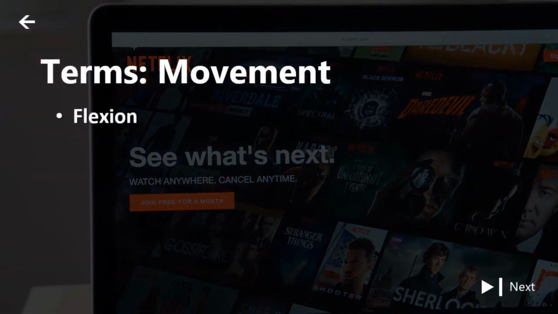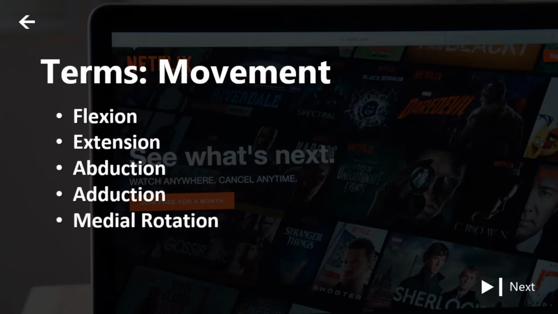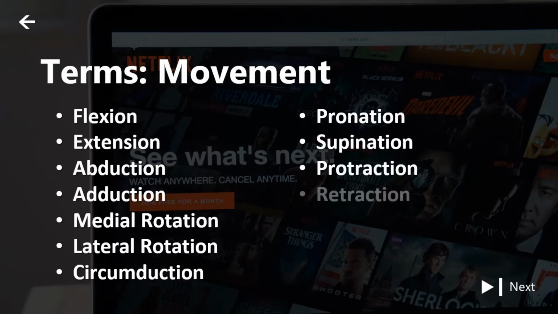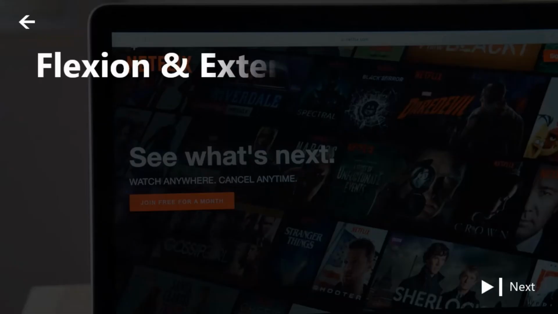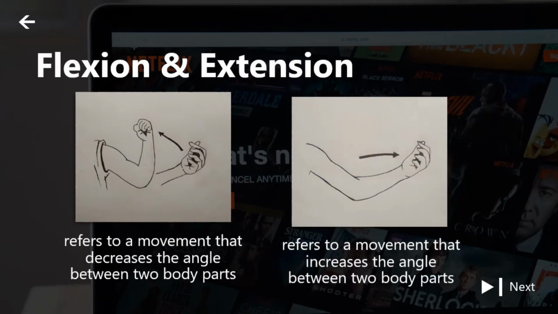Next, we have terms related to movement. We have flexion, extension, abduction, adduction, medial rotation, lateral rotation, circumduction, pronation, supination, protraction, retraction, inversion, and eversion. So we have flexion and extension. Flexion refers to a movement that decreases the angle between two body parts. Extension refers to a movement that increases the angle between two body parts.